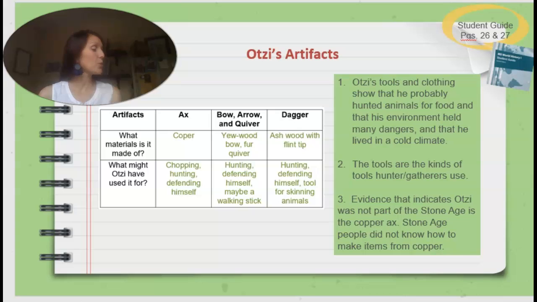And then question number 2, what evidence suggests Otzi was a hunter and gatherer? So the tools are the kinds of tools that hunters and gatherers use. Again, for finding berries, for hunting, defending yourself, because you would need to defend yourself when you were out, right? And then question number 3, what evidence tells you Otzi was not part of the Stone Age? So if you look there, evidence that Otzi was not part of the Stone Age is that he has a copper axe. Stone Age people did not know how to make items from copper. So that was something that had not yet been invented.